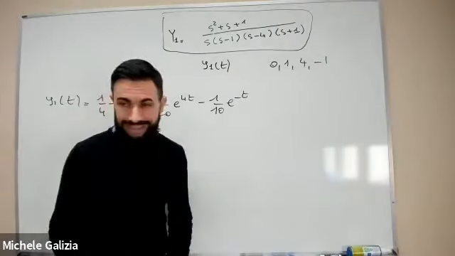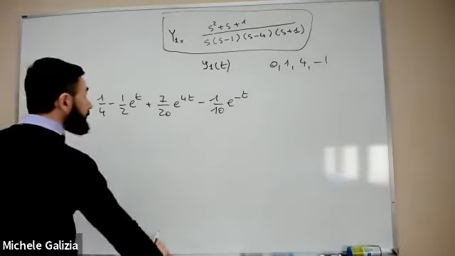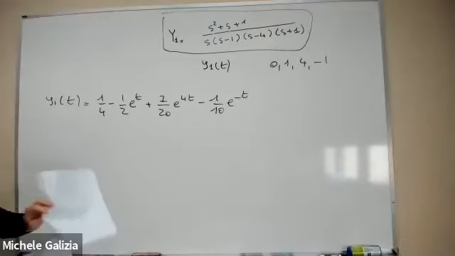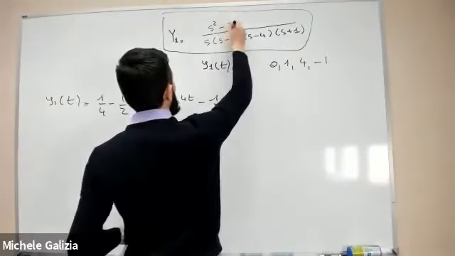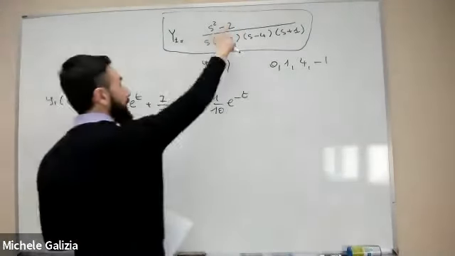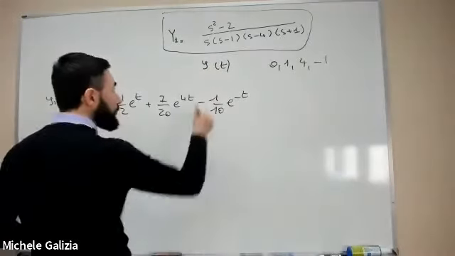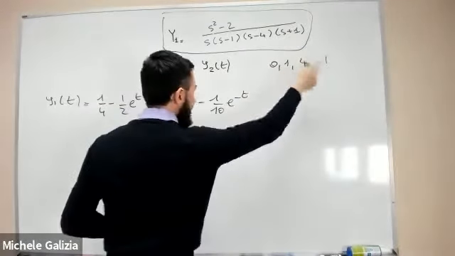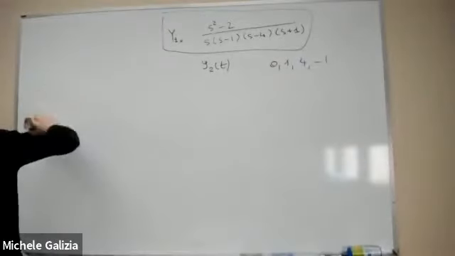Now we have to do the same, we have to repeat the same calculation for y2. Make sense for everyone? Yes. Okay. Let me just rewrite y2. So the numerator is different, s squared minus 2. We want to get y2 as a function of time, and the poles are still 0, 1, 4, minus 1. So we have to repeat everything anew for the second contribution.